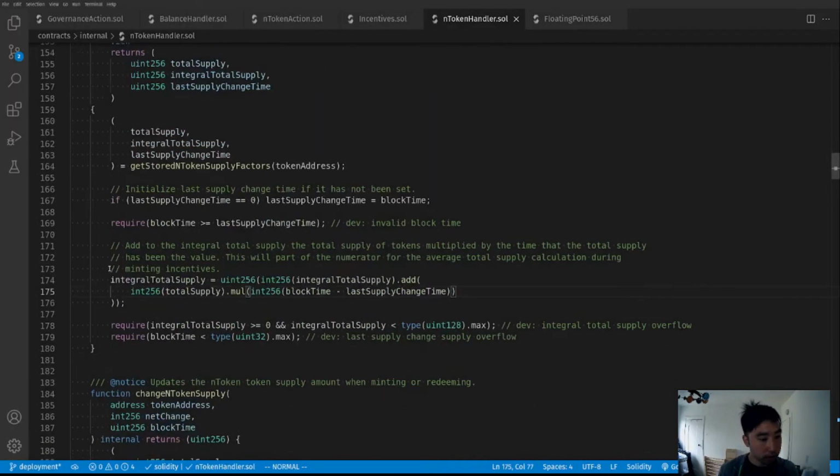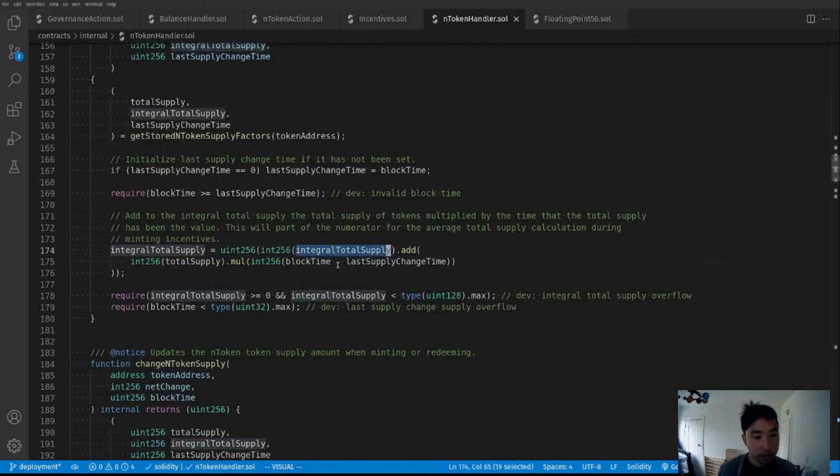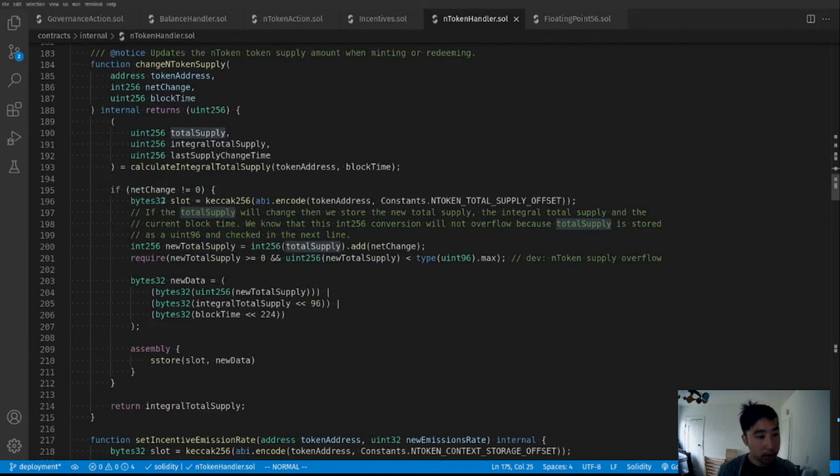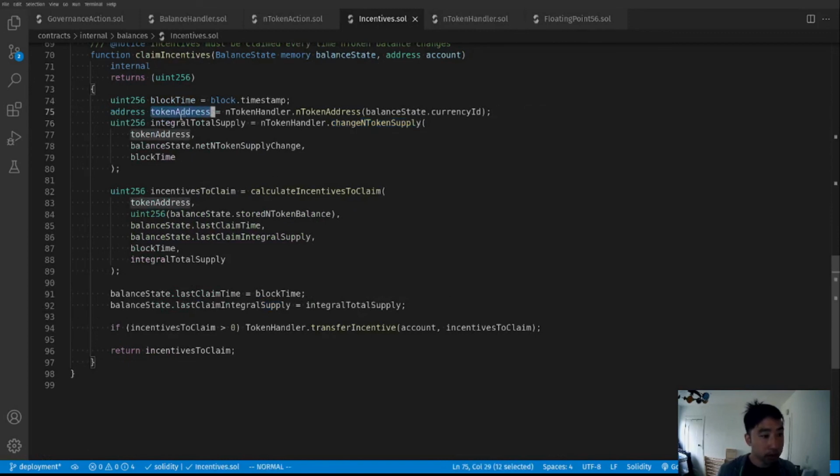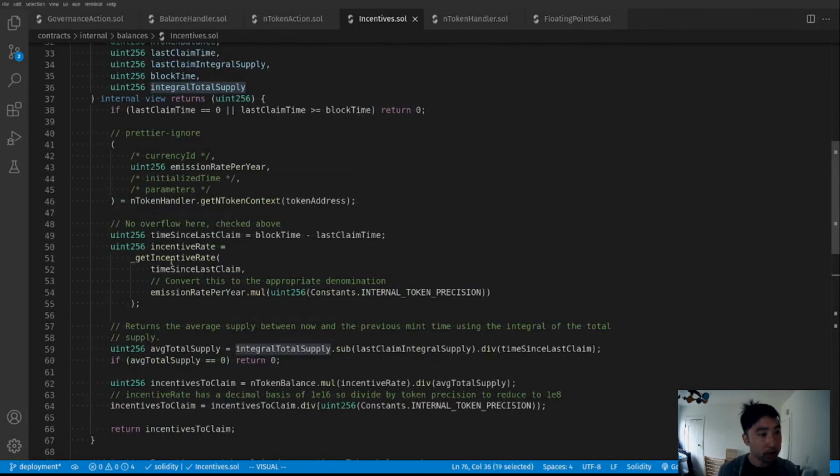So looking at what we have here, we have the previous integral total supply, and now we're going to add to it the value of the total supply that was valid previous to this particular change, and how long that total supply was the actual current value. Now, if the supply is actually going to change, we will go ahead and change the total supply and save off the integral total supply that was valid up to this point. So it does not include this new total supply value. And we'll use that integral total supply to then calculate the incentives that a user should receive.